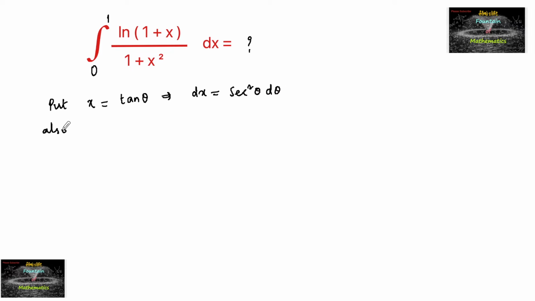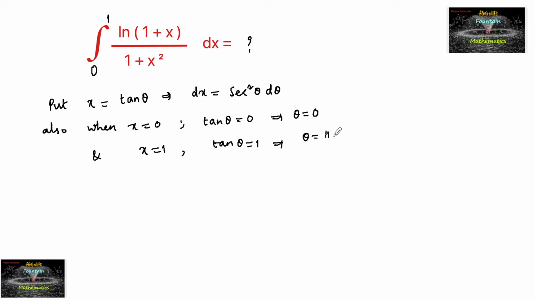Also, when x is equal to 0, tan θ is equal to 0, so this implies θ is equal to 0. And when x is equal to 1, tan θ is equal to 1, which implies θ is equal to, let us consider, π/4. So the integral will change from 0 to 1 to 0 to π/4.